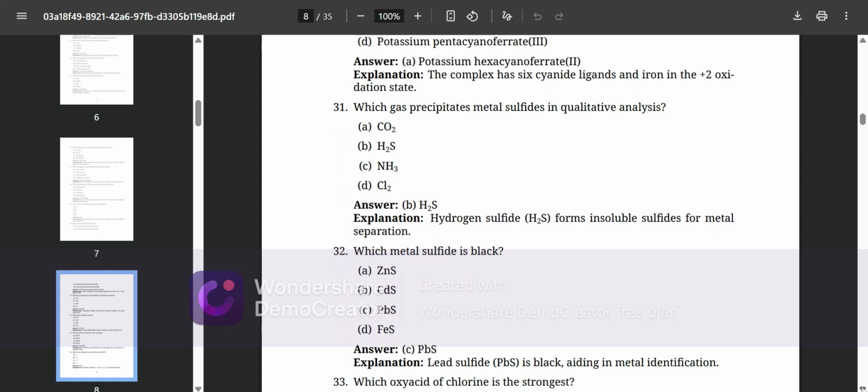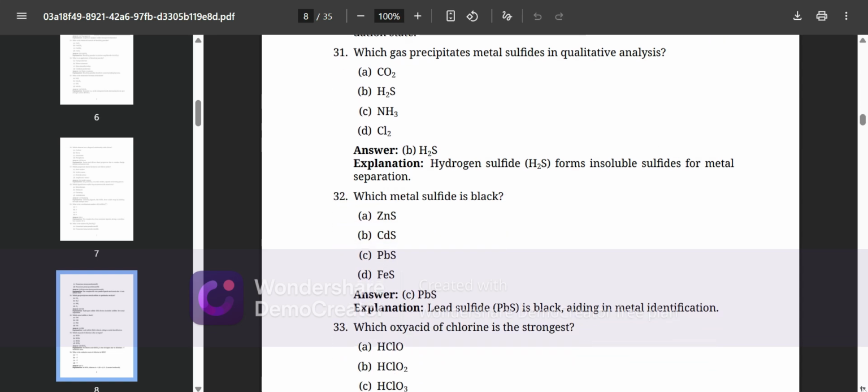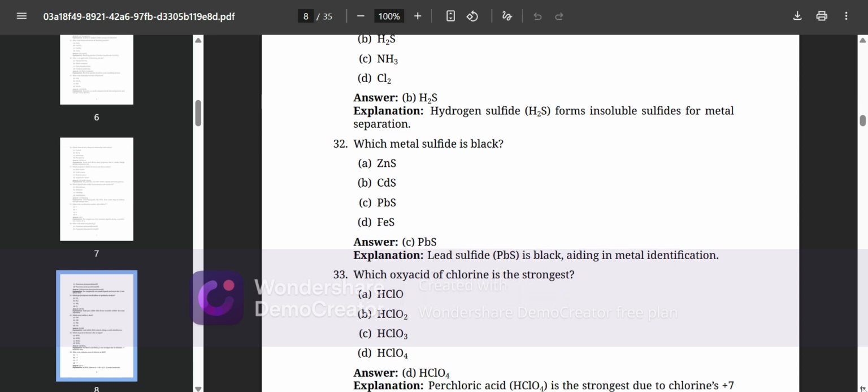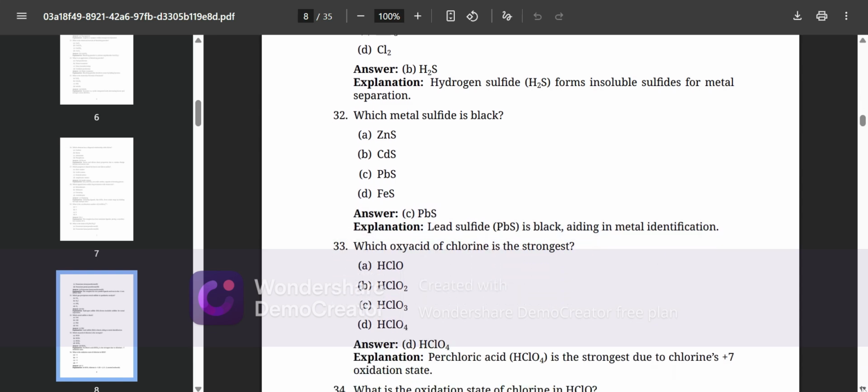Which gas precipitates metal sulfides in qualitative analysis? H2S. Hydrogen sulfide, H2S, forms insoluble sulfides for metal separation. Which metal sulfide is black? PbS. Lead sulfide, PbS, is black, aiding in metal identification.